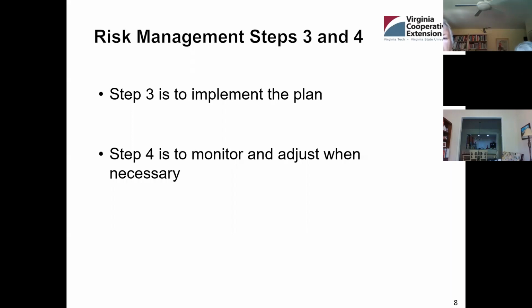So that goes right in line with step 4. We want to monitor and adjust when necessary. If we start out with a farm operation where we are just selling one type of produce at a farmer's market, maybe that's what we told our insurance person, that is our only business.